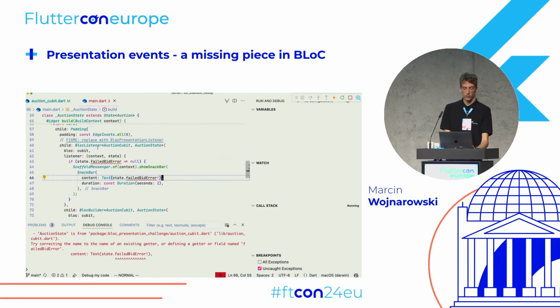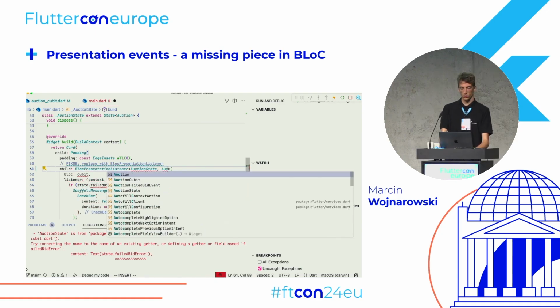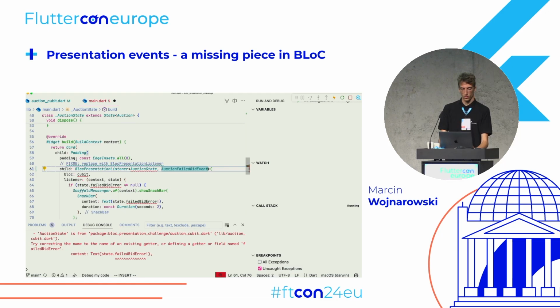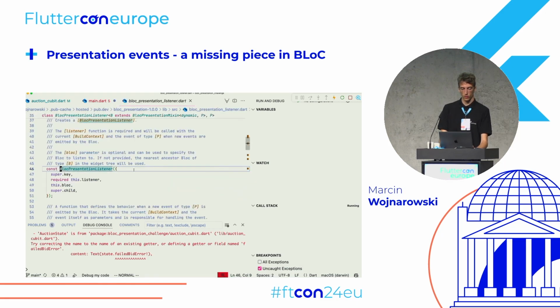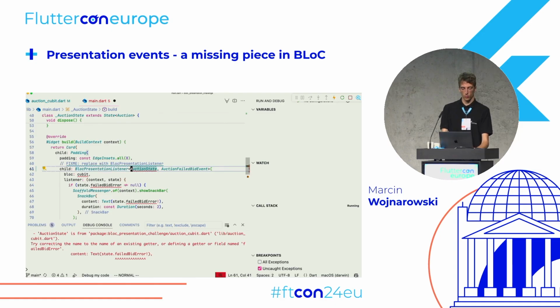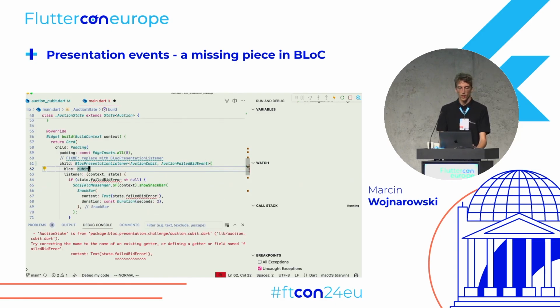But we want to change this. The only thing we'll be changing is we want the BLoC presentation listener. And now here, instead of the state, we want the Cubit type, which is AuctionCubit. And you can see the API is very symmetric. I don't have to change either the BLoC or the listener because this will be the same.